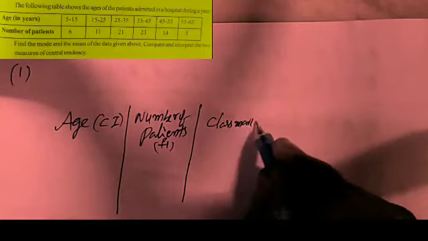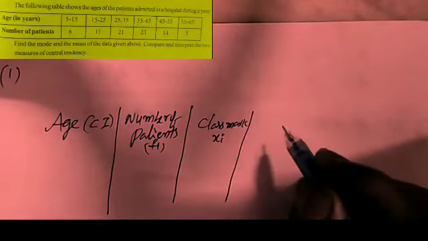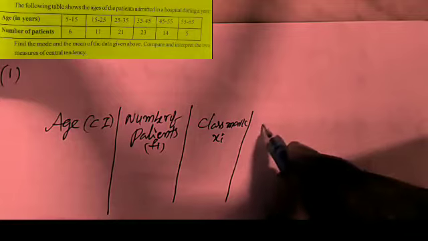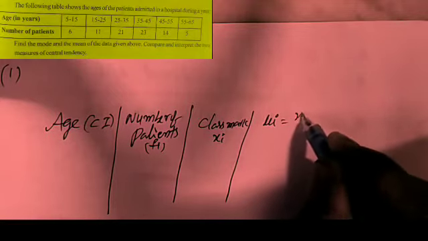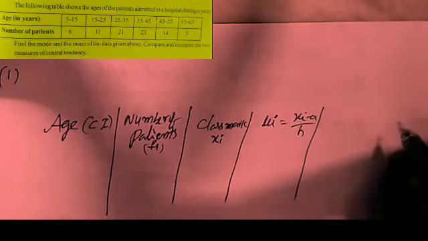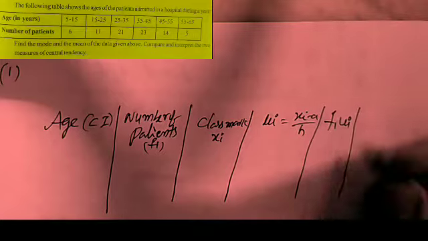So, that is why the table to be written with more columns: class mark, that is xi, ui, that is (xi minus a) by h, and the last one is fi ui.